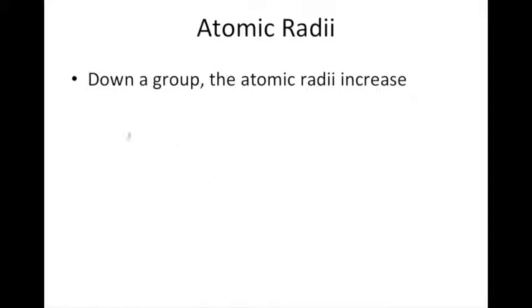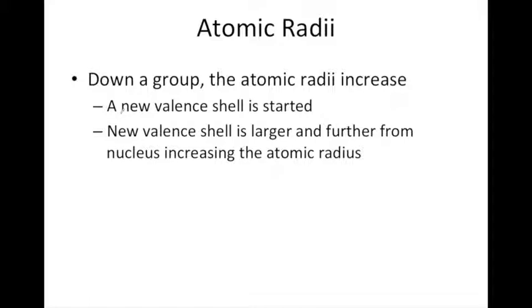Well, what about as we go down a group? We said the atomic radii increase. Well, that's of course because as we go down a group, we're starting a new valence shell every time. The new valence shell has higher energy and is therefore larger and further from the nucleus. And as we add these new valence shells, it causes the atomic radii to increase.